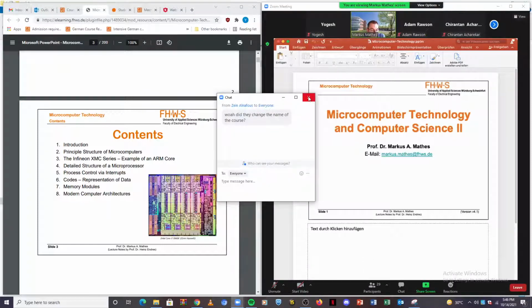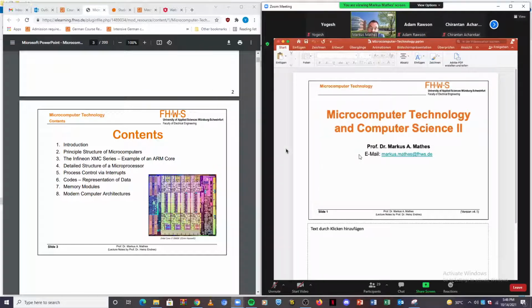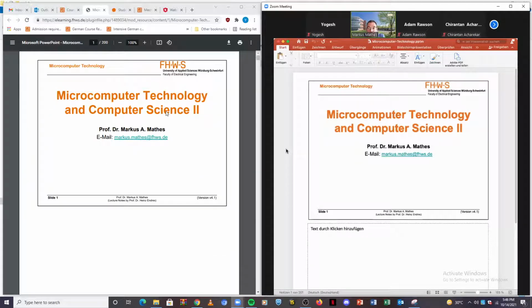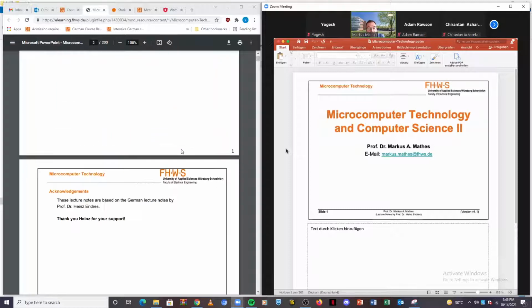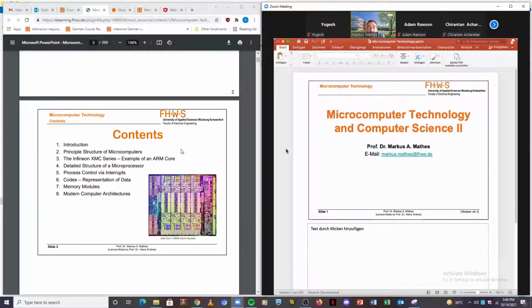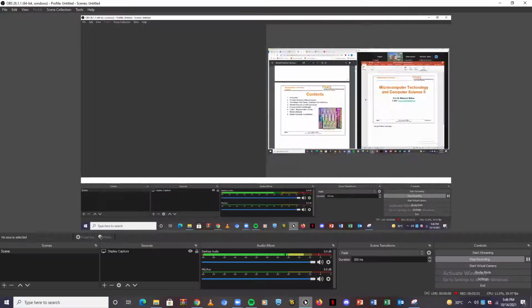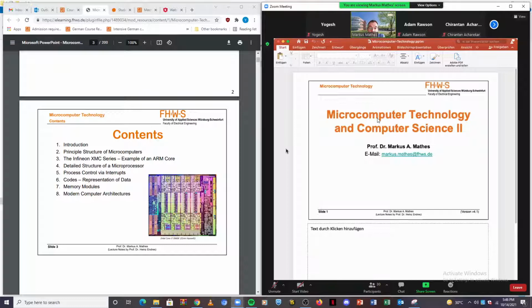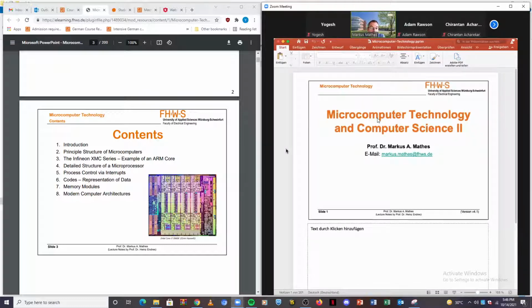Did they change the name of the course? You see the cover sheet, right, from the lecture notes already. No, we didn't rename it. This course is based on the German class, and in the German class for BMC and for BET in the curriculum, it's called Mikrocomputertechnologie und Informatik 2, and therefore that's a direct translation. So you can strike through the title here and write down microcomputer technology. You are in the right class. No rename. Everything is fine.